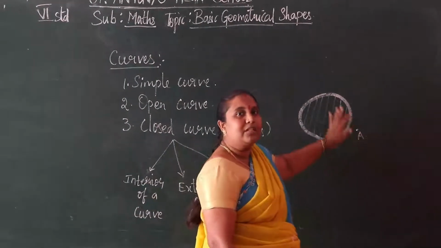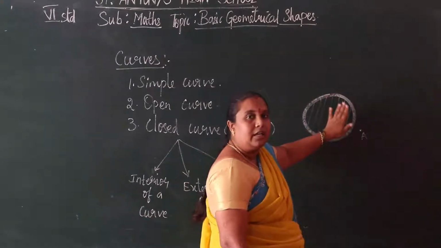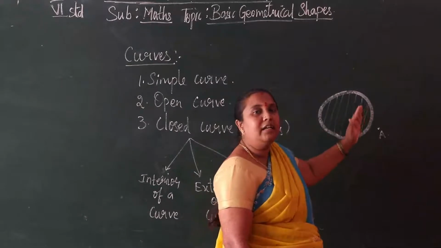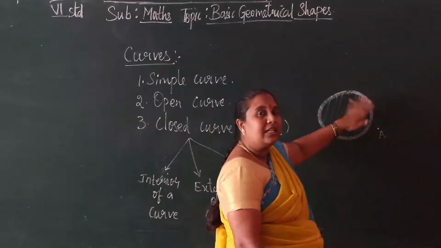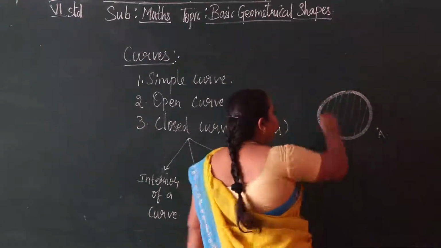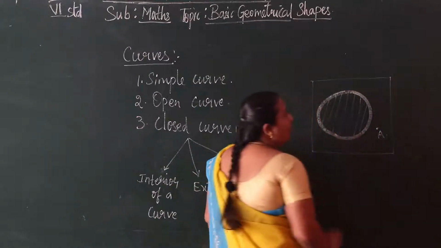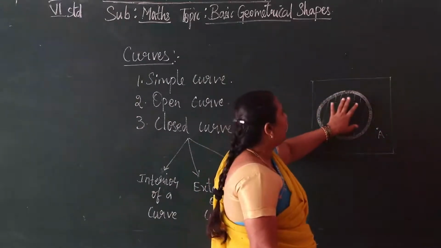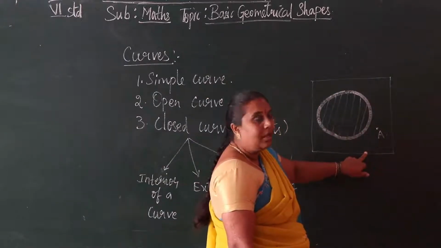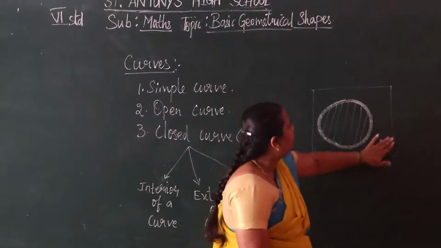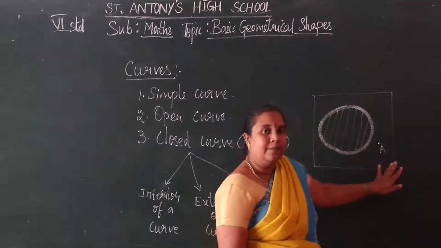If this curve is inside any figure, that is a triangle or rectangle or square, anyway, so this curve is inside this figure. But the exterior of the curve we can say it is this place. This is the exterior of the curve.